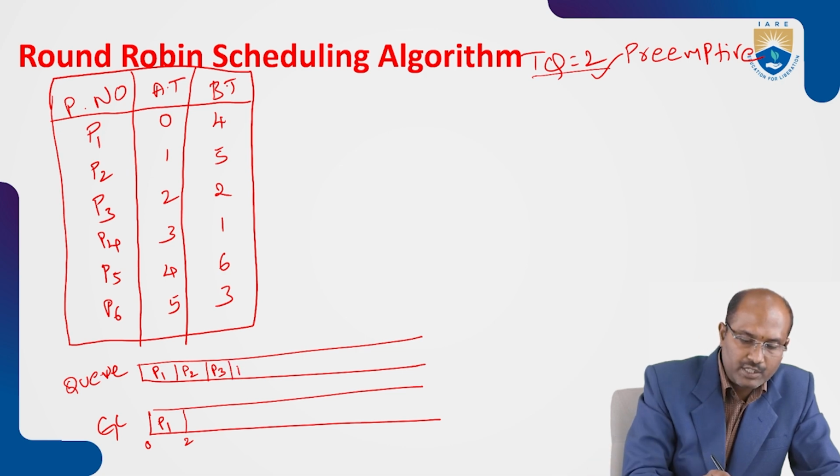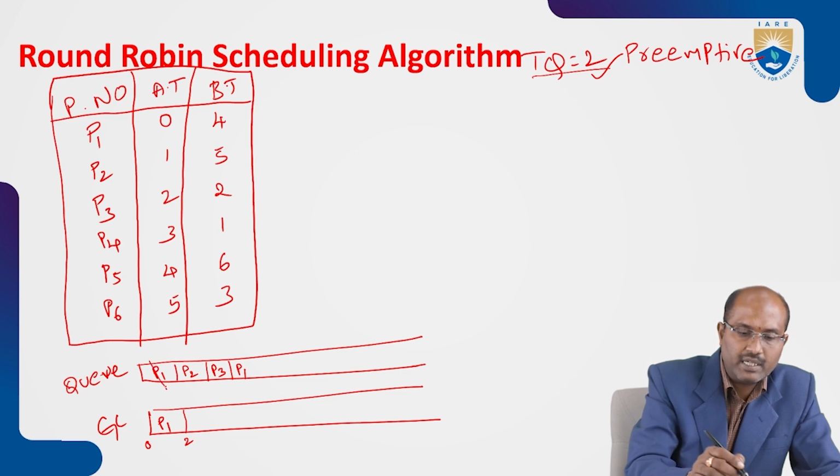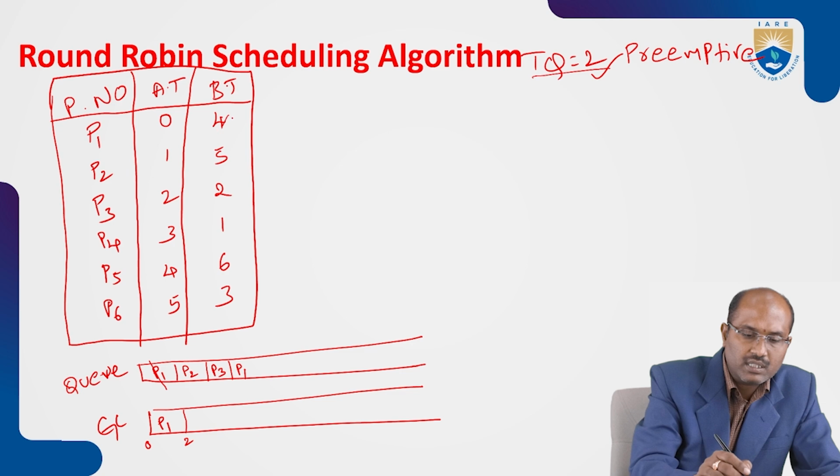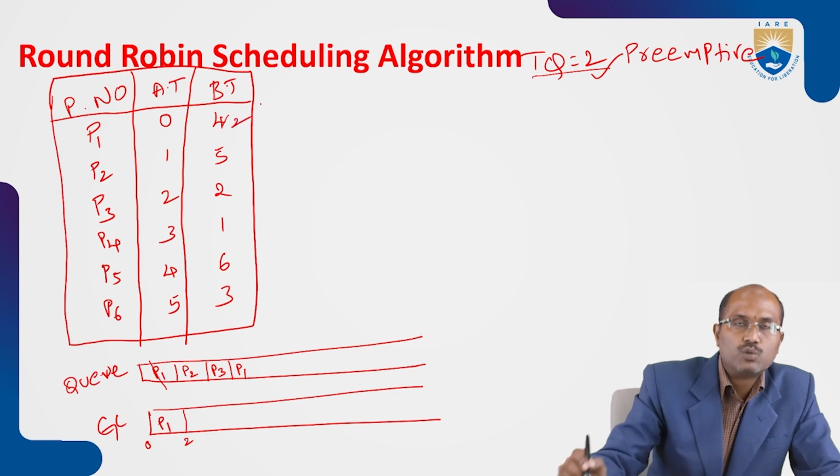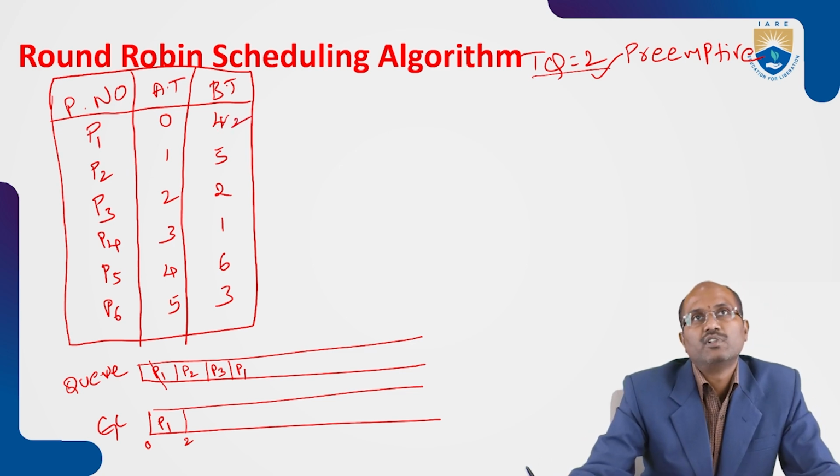They're completing their executing time. P1 again enters into the queue. So P1 completed here. Its burst time is 4 units; 2 units are completed, and 2 units are left.